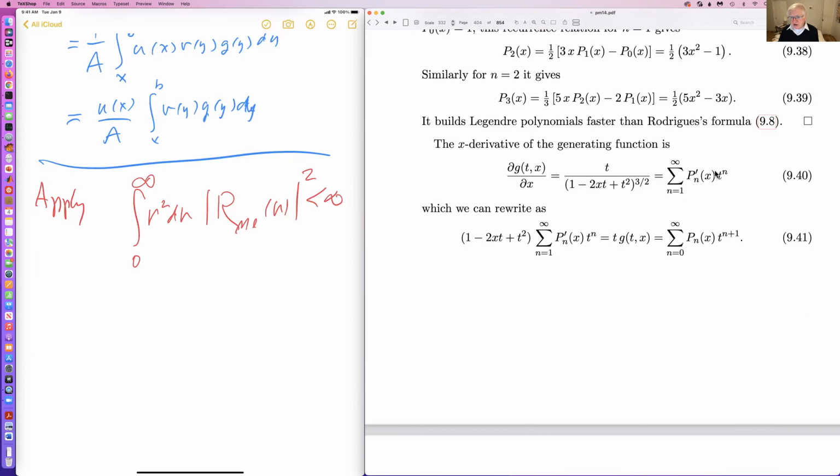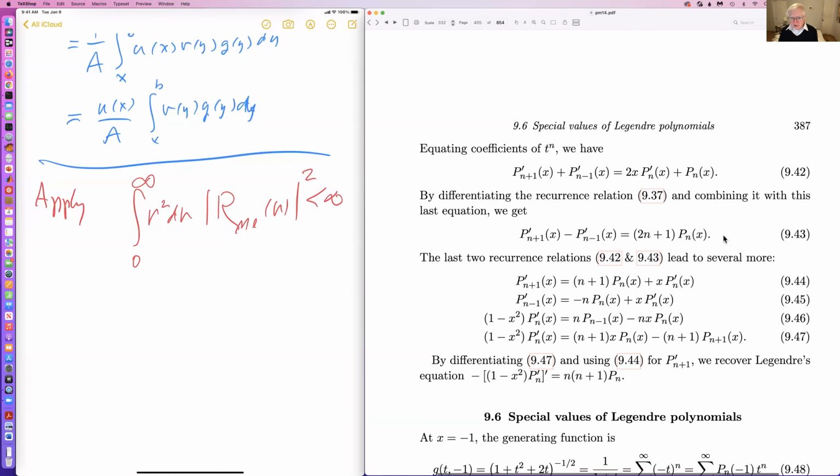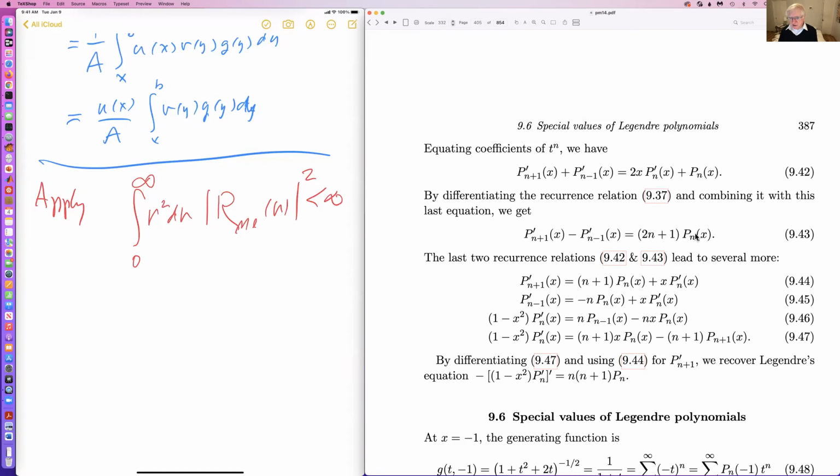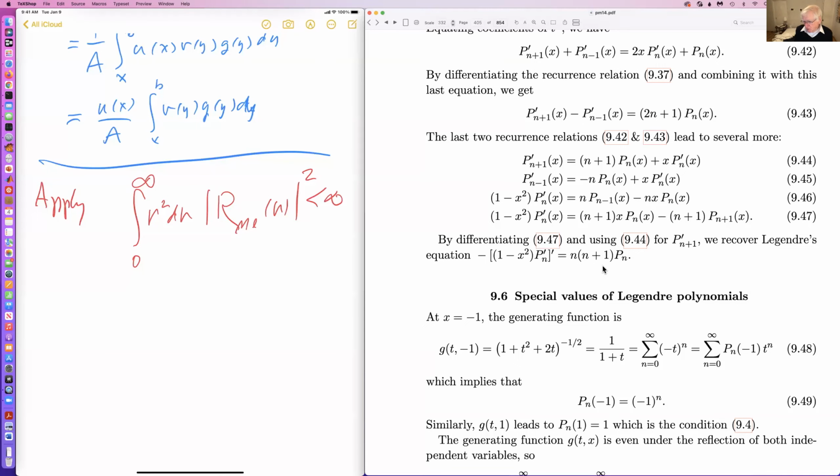The x derivative of the generating function looks like this. You rewrite it that way, equate powers of t to the n, and you get another recurrence relation. And now you can get a dozen more recurrence relations. Eventually you recover Legendre's equation.